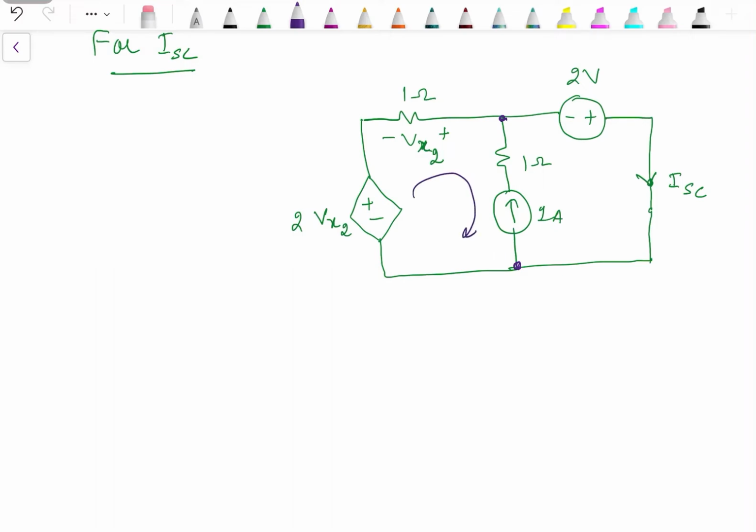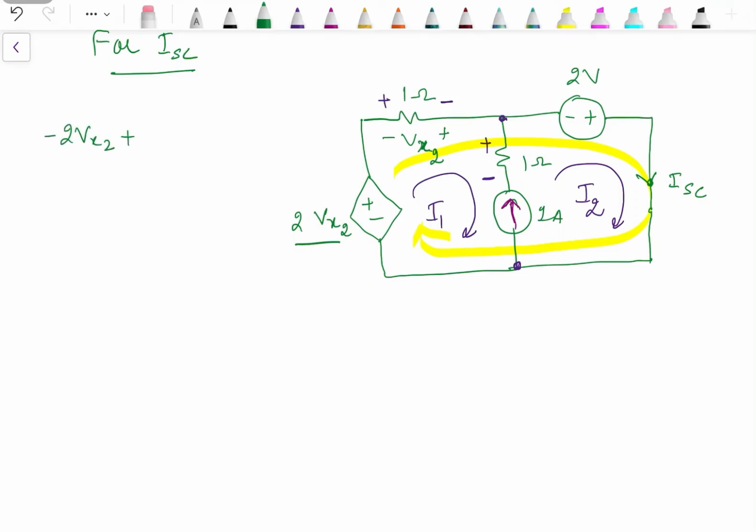So we need to go with another method with which we can find the current through this branch. The most suitable method is actually mesh analysis. For that, I am assigning current I1 to this mesh and I2 to the second mesh. As per the flow of I1, the voltage drop polarity across this 1 ohm is like this, and across this 1 ohm is like this. Now when we try to apply KVL to mesh 1, we see that we have a current source over here, and we don't know the voltage drop across that. Then we need to combine these two meshes, mesh 1 and 2, to form a super mesh. So here we apply KVL in this super mesh. Starting from this source, minus 2Vx2 plus 1 into I1 minus 2 equal to 0.